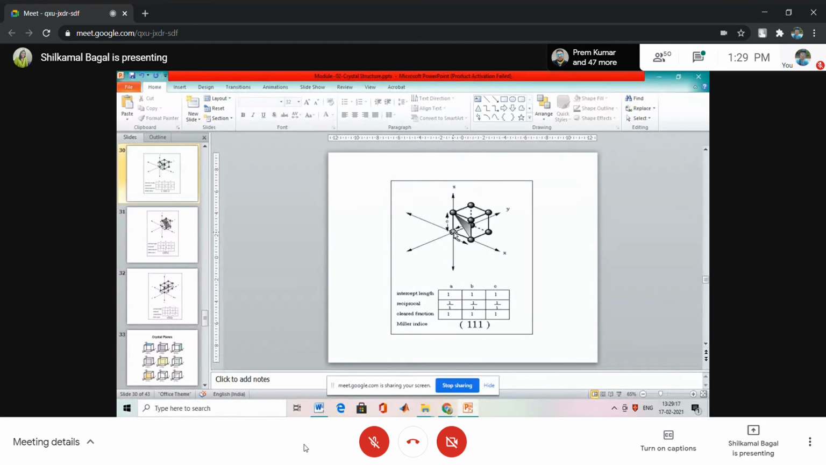Then from this origin, 1 unit on axis C will come at this corner, and then join these 3 points, the 3 intersections of the plane with the 3 axes. Show it by shading. So this is the plane 1 1 1.